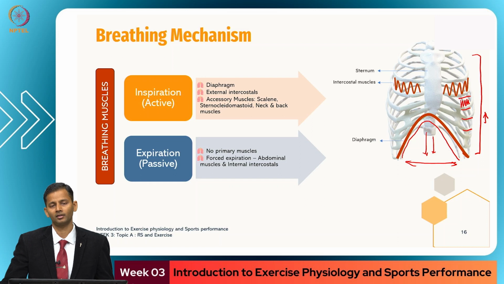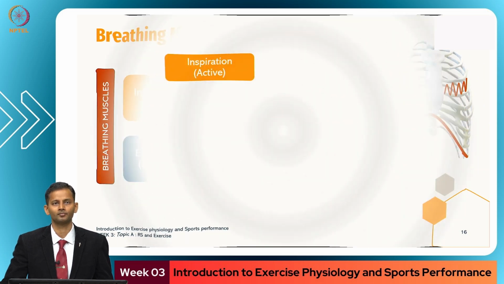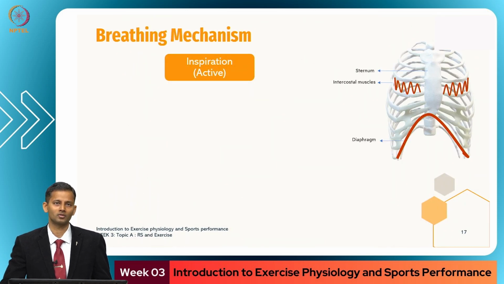So the neck muscles and certain back muscles help in inspiration. Further, I had earlier mentioned that expiration is a passive process, happening by the automatic recoiling of the lung tissue. But what happens during forced expiration? Forced expiration requires contribution from muscles, and these muscles are the abdominal muscles and the internal intercostal muscles. Let's see how it happens.